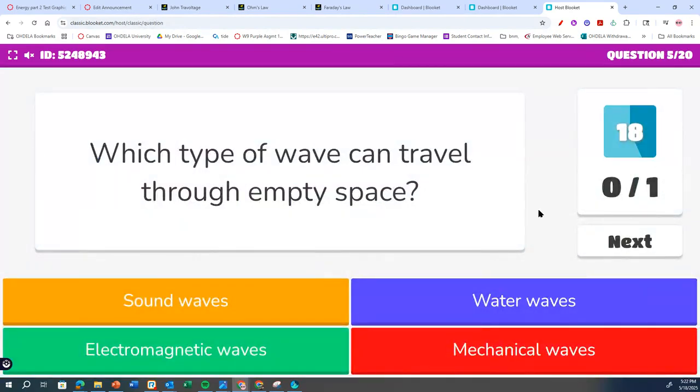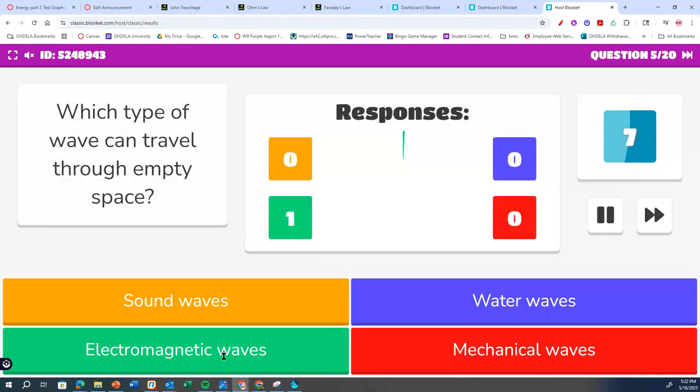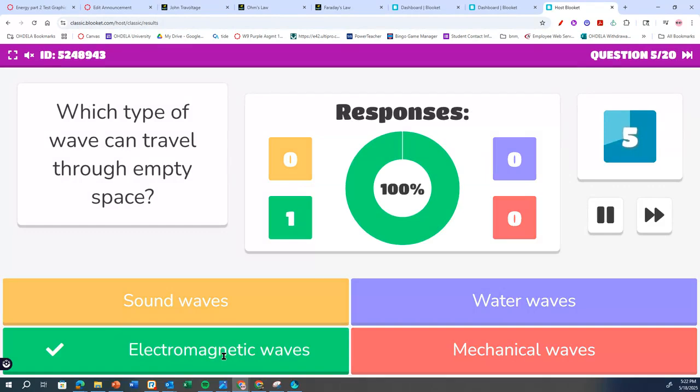Which type of wave can travel through empty space? Sound waves need a medium like air, water, or solids. Electromagnetic waves are the waves that are produced and go through the vacuum of space.